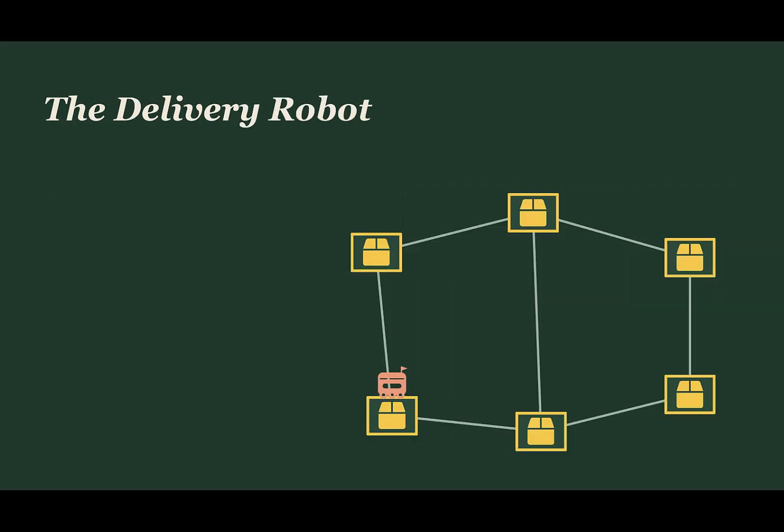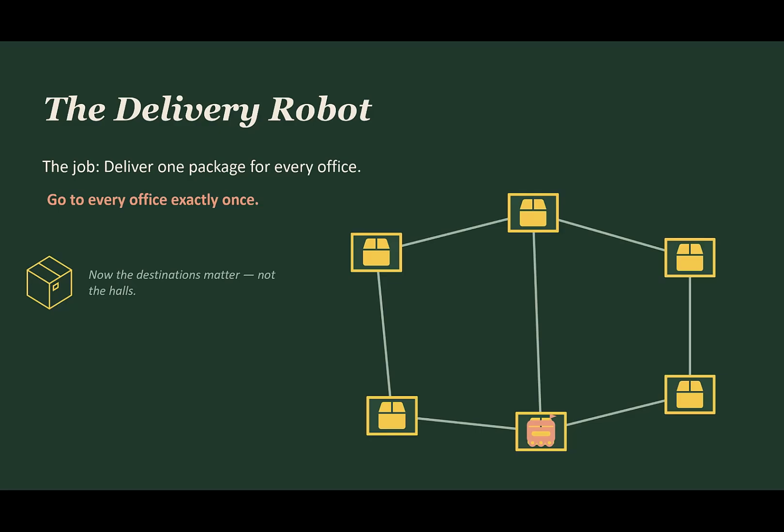Our second scenario is a delivery robot. Imagine it's later in the day and a delivery robot has one package for every office. This robot doesn't care about cleaning hallways. Its goal is to deliver to every office exactly one time. In this scenario, we want to concentrate on the destination, not the edges.